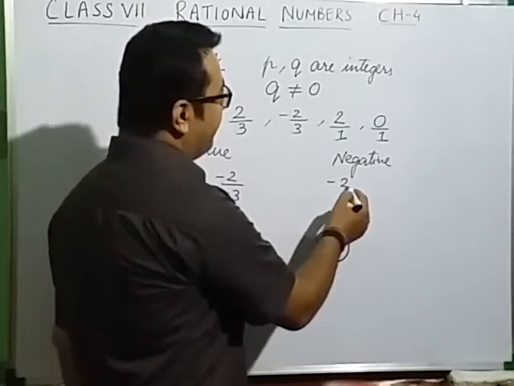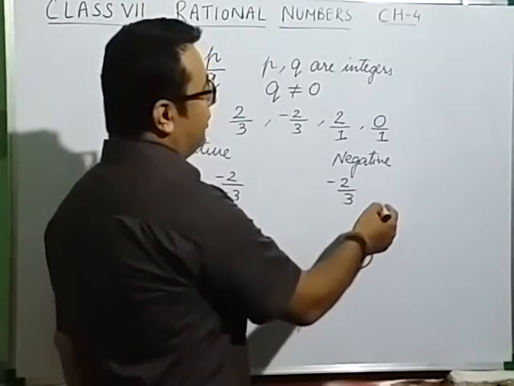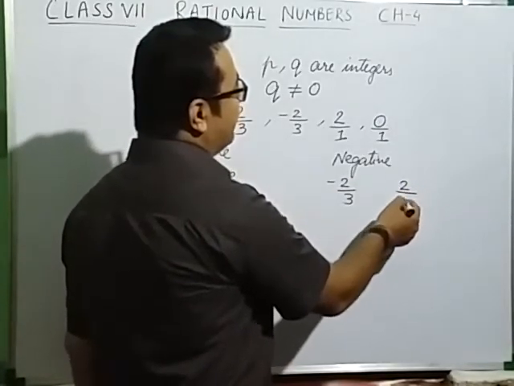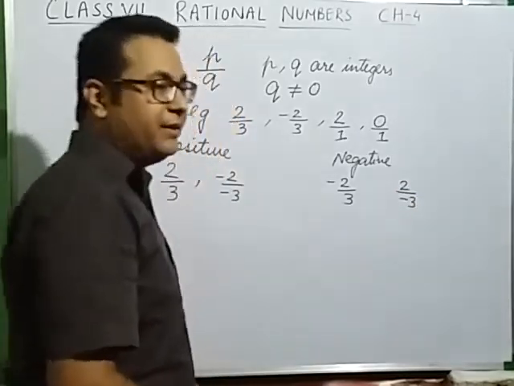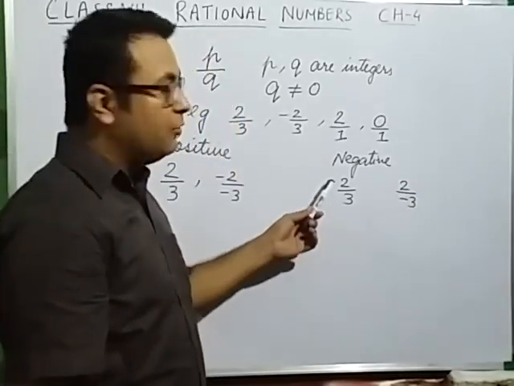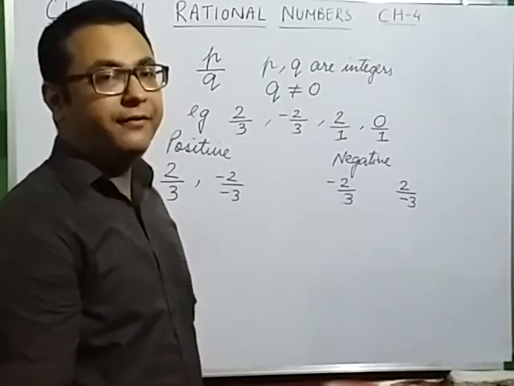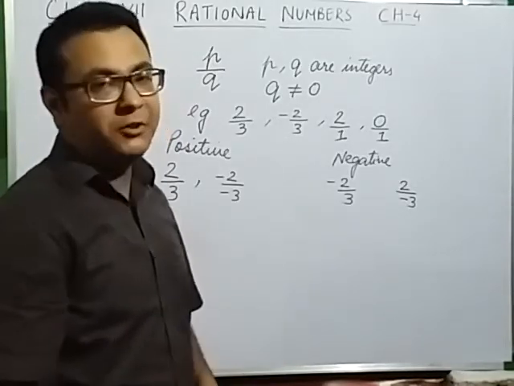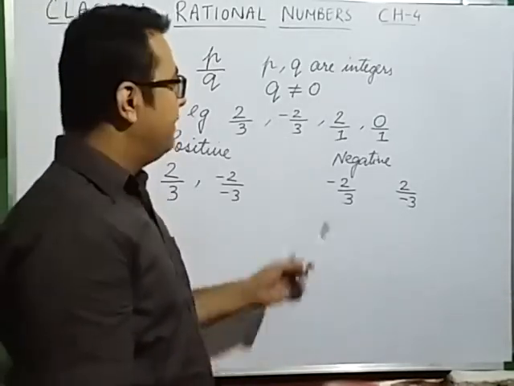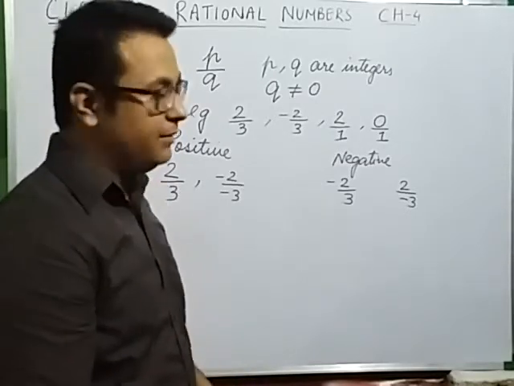Another example, if I write minus 2 upon 3 or 2 upon minus 3. As you can see here, the sign of numerator and denominator are different. So if the sign of numerator and denominator is different, then it will be called a negative rational number.